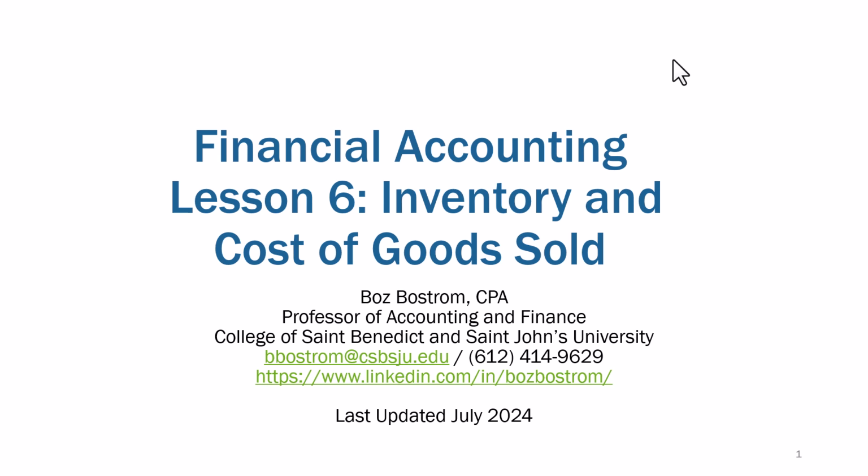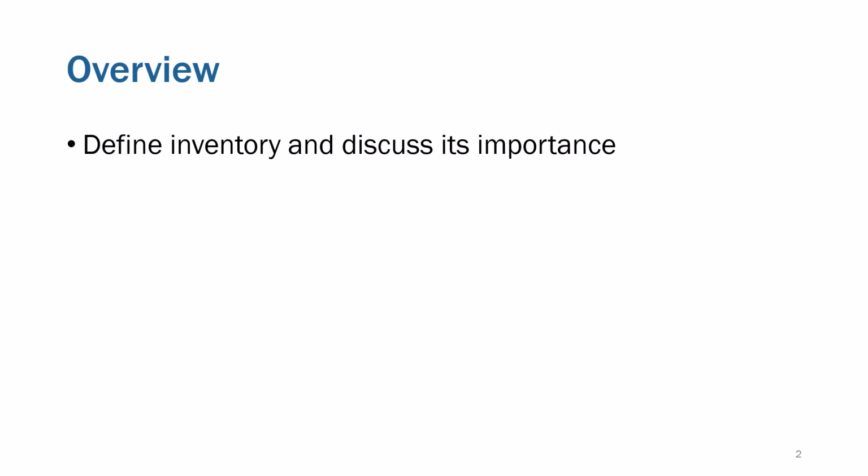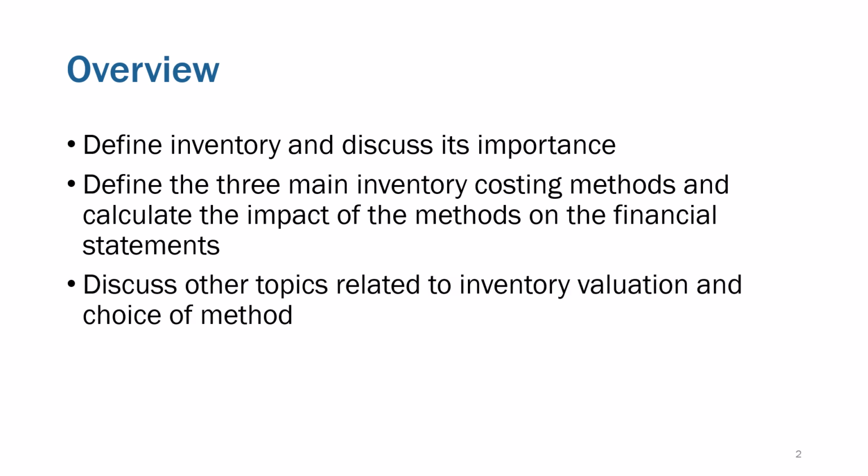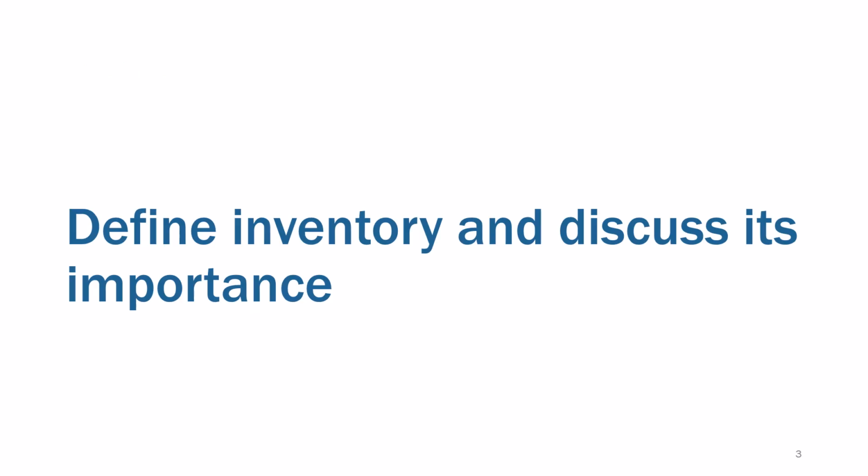All right, continuing on in our financial accounting series, we're up to lesson 6, inventory and cost of goods sold. Working our way down the income statement and the balance sheet. The overview of this section: we're going to define inventory and discuss its importance. We're going to define the 3 main inventory costing methods and calculate the impact of those methods on financial statements, and then get into some other topics related to inventory valuation and the choice of method.